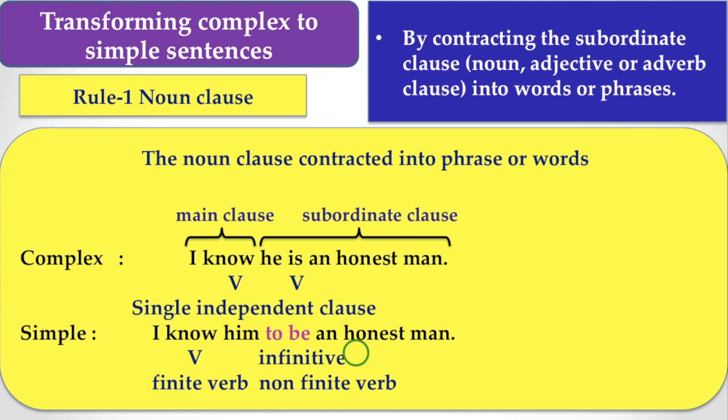So the fact is that when you are asked to convert a complex sentence into a simple one, you have to use a single independent clause where there is only one finite verb. Here 'know' is the only finite verb, whereas in 'to be an honest man', 'to be' is an infinitive verb, which is a non-finite verb, that is, a verb which cannot change according to tense or the subject.